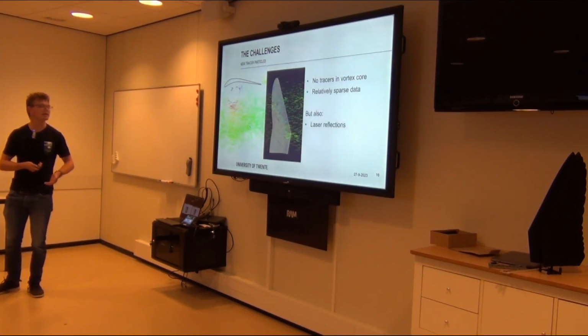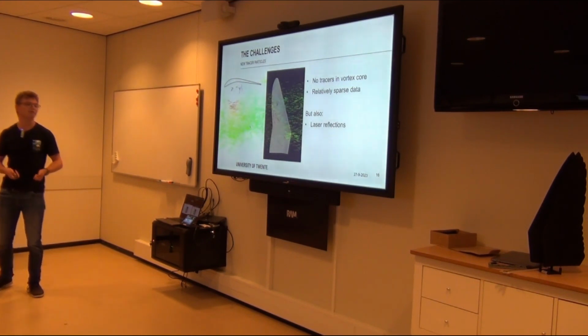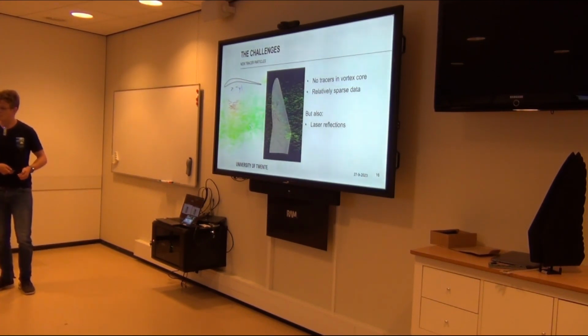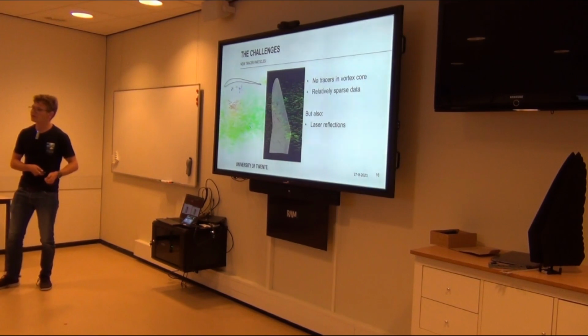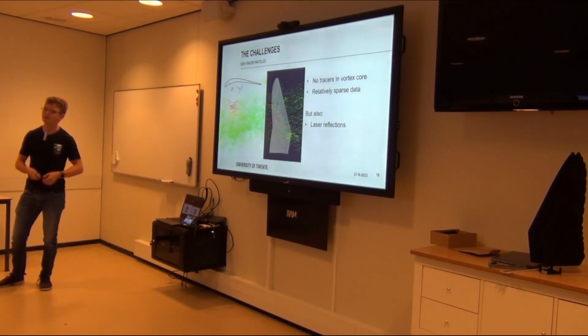But also we had a lot of issues with laser reflections. Alexander already briefly touched upon it. He said we had to make the wing extremely black, or we would get very strong reflections. As you can imagine, the reflection from a very tiny bubble is a lot weaker than a reflection from a solid surface.